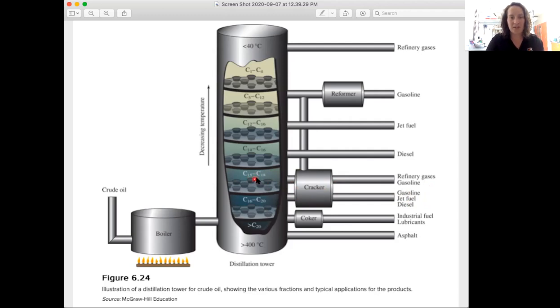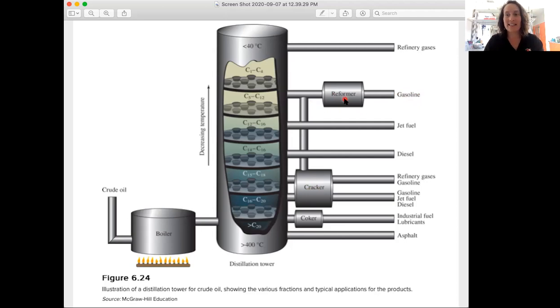So you can turn a C16 into two C8s, right? 16 divided by 2. You crack that molecule in half, and you get two octane molecules. So you can have the cracker, thermal cracking, which can then be pushed up here into the gasolines and used as gasoline. A reformer is for use for gasoline.